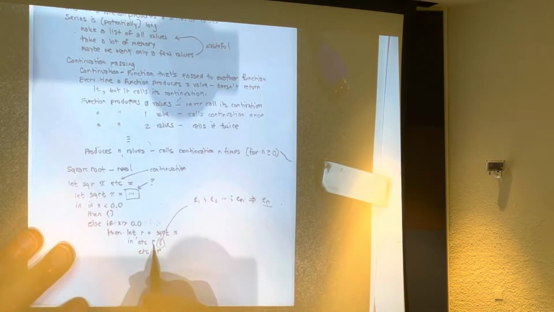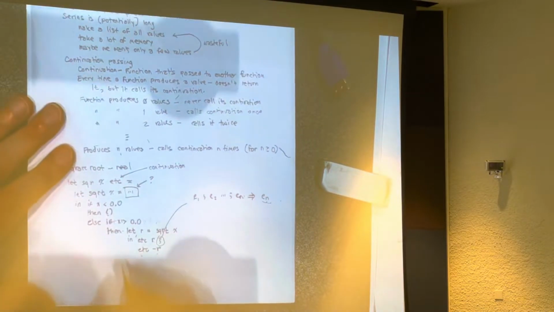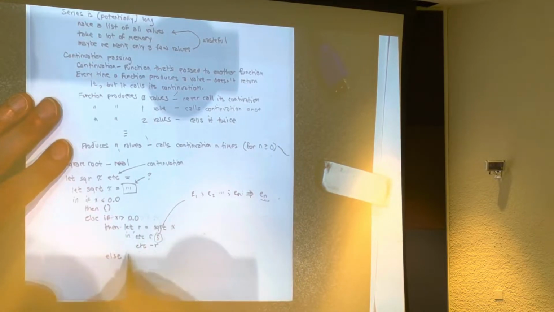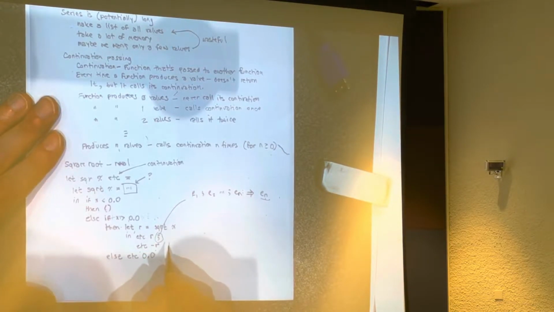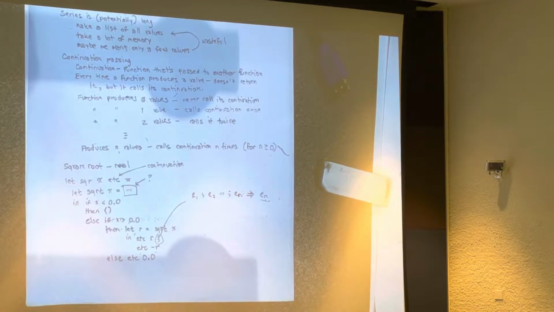Okay, so what's happening here? First thing we'll do is we'll call etc of r, and we'll call etc of minus r. We effectively then have a function that has produced two different values. All right? And the third possibility, well, if it's not less, if it's not greater, it must be equal to 0. Then we'll just say etc of 0.0. Okay, we don't even need to call our internal helper.